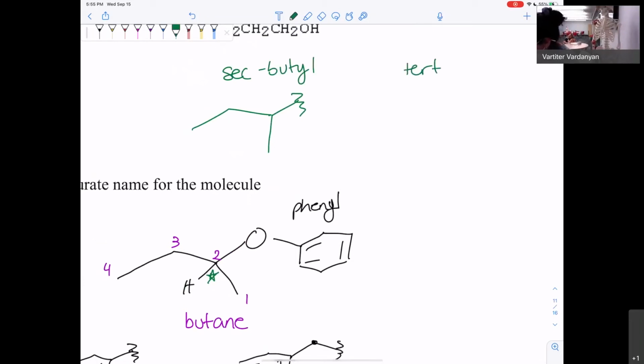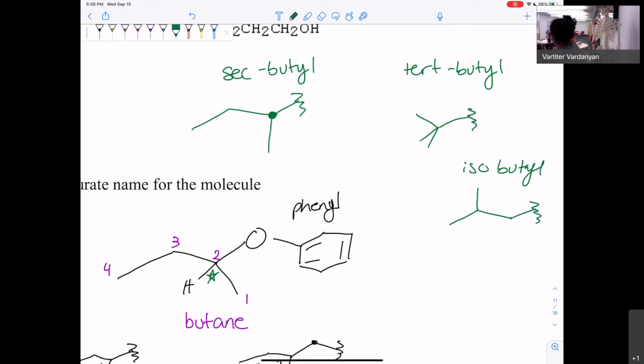This is a tert-butyl. Yep. Because this carbon is going to be attached to 2 carbons, so it's secondary butyl. This carbon is attached to 3 carbons, so it's a tertiary butyl. And then isobutyl is going to be very similar to the sec-butyl, except it'll be like that. Ta-da.